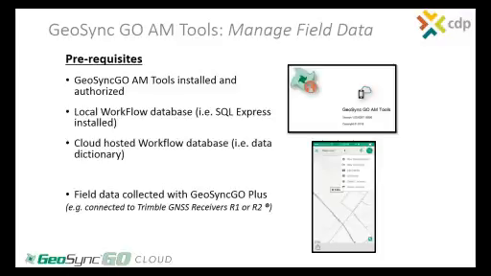And that you have gone out and collected data in the field using GeoSync GO Plus with, in this case, we are considering using the Trimble GNSS receivers R1, R2. So basically, you've already got everything set up. GeoSync GO AM tools is there. We are using both the hosted database along with a local database for our collection process. And of course, like I said, you have already gone to the field and collected your data.